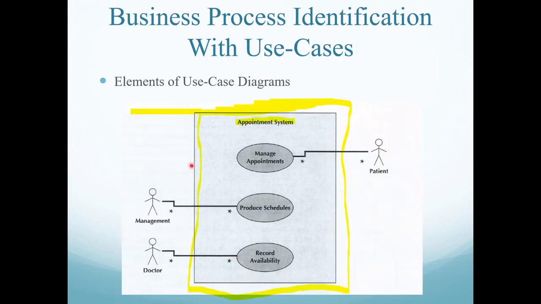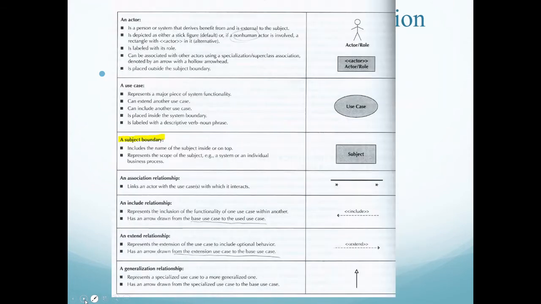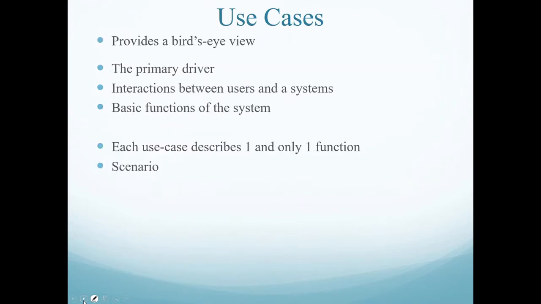So this is our simplest example of a use case diagram. Here we already covered actor, use case, subject area, and association relationship, and then we have to consider these three special relationships: include, extend, and inheritance relationships.